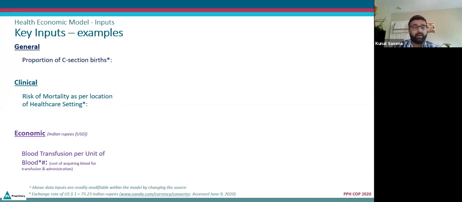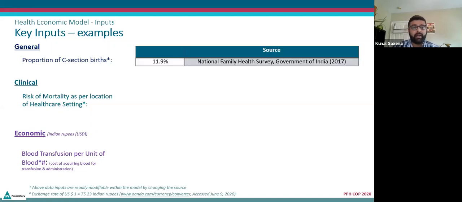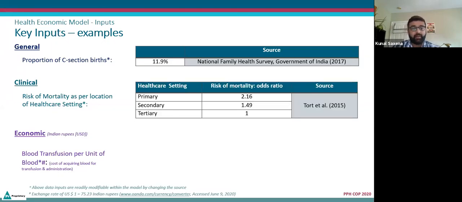audience. So in terms of general input, we can show you the proportion of C-section births. The data, as you can see on your screen, comes from the National Family Health Survey conducted by the Government of India in 2017, and the estimate used was 11.9%. The example for clinical input: we looked at risk of mortality as per the location of the healthcare setting. As you can see on your screen, that data comes from published literature.